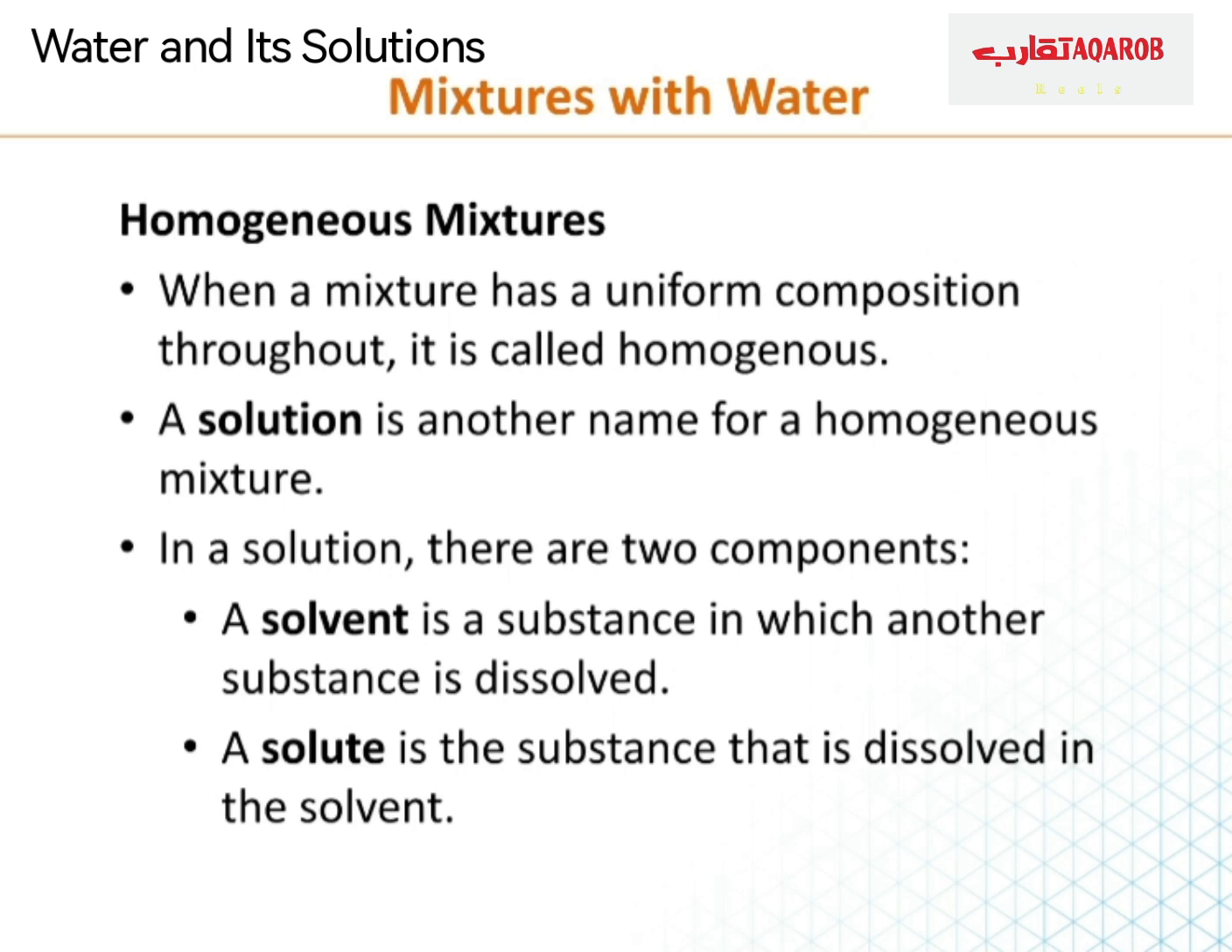Homogeneous means a uniform composition. In a solution there are two components, a solvent and a solute. A solvent is a substance in which another substance is dissolved. So the solvent will dissolve the solute. A solute is the substance that is dissolved in the solvent. So for each solution we have a solvent and a solute, and the solute will be dissolved in the solvent.